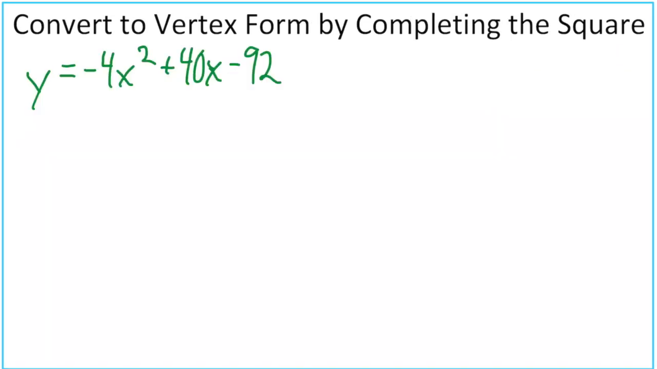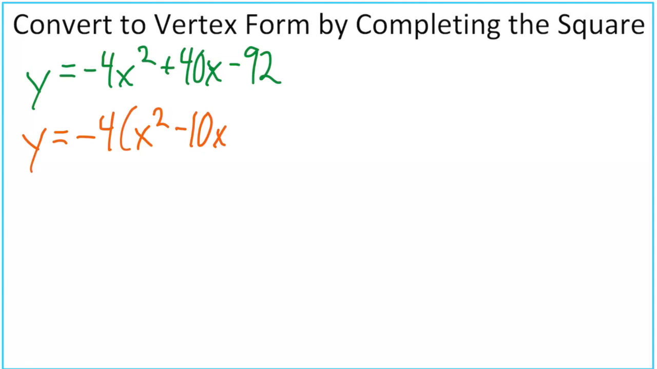All right, last problem. Go ahead and pause the video and see if you can get this one done on your own. Watch out for that negative sign in the a value. So what should you do here? You take the negative 4 out of the x squared. And then I always like to think backwards. Negative 4 times what will give me positive 40? Negative 4 times negative 10.